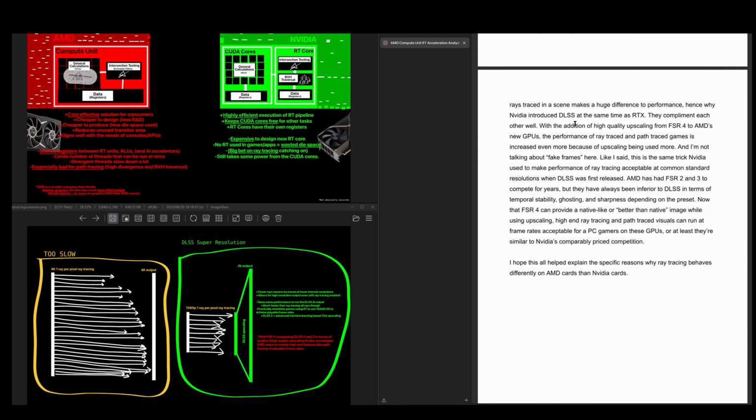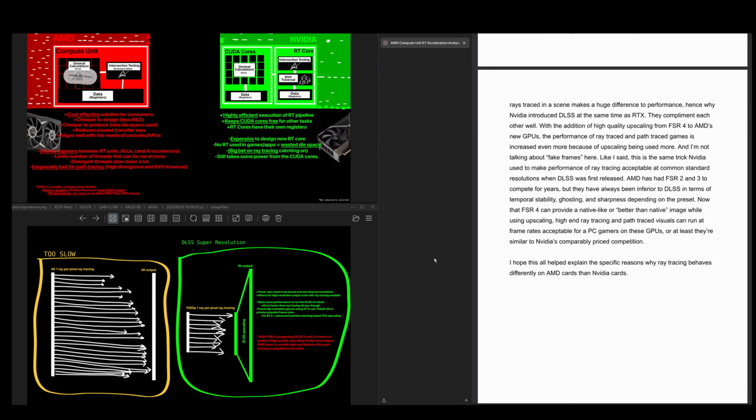And so this is why Nvidia chose to implement DLSS at the same time as when they implemented their RTX ray tracing features into their GPU, because they complement each other very well. And now that AMD also has a really high quality upscaler, it encourages people using AMD GPUs to use it and get better performance with ray tracing and path tracing especially. And that's not even talking about frame gen or fake frames or whatever. So FSR 4 is another huge piece of the puzzle for AMD for achieving parity with Nvidia for ray tracing performance. So yeah, I hope that makes sense.